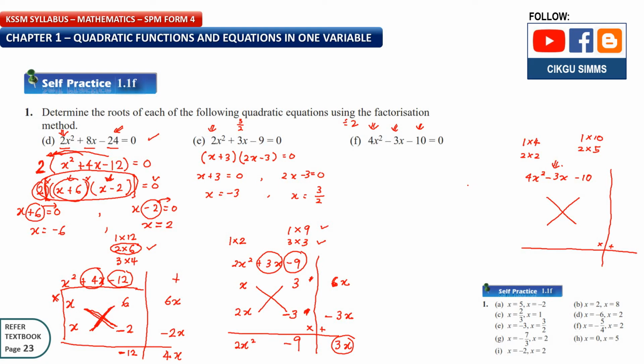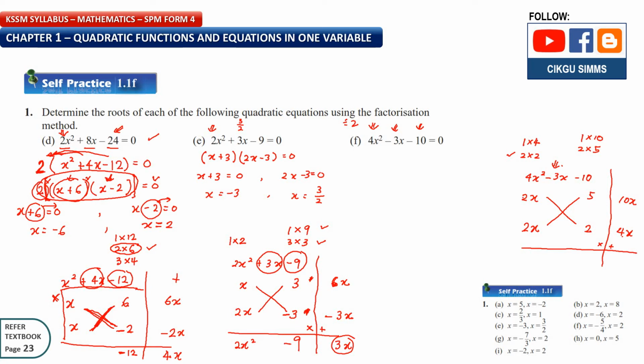Okay, so you can test first. I will use the 2 first, this pair first. 2x times 2x. Okay, and then I use 5 and 2, 5 and 2. So 5 times 2x is 10x, and then 2 times 2 is 4. Okay, so cannot. 10 minus 4 you get 6. You cannot get the number 3.